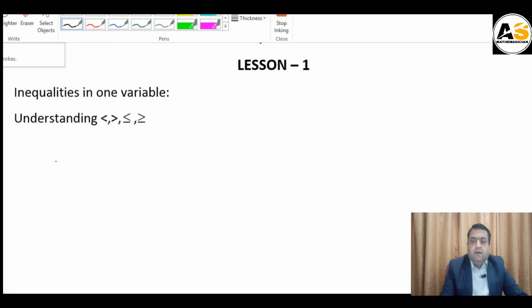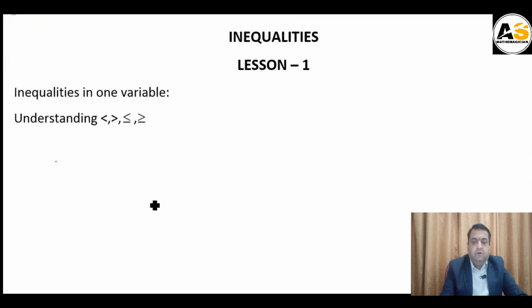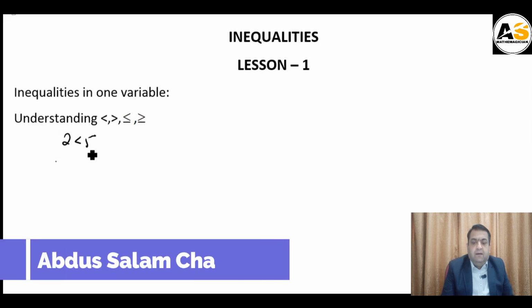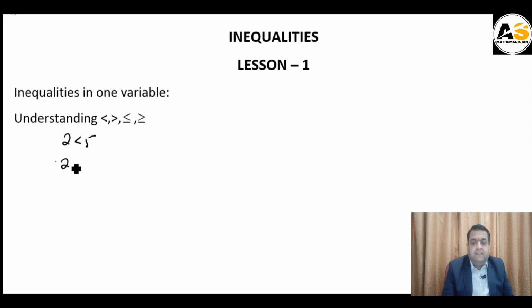As we know that 2 is less than 5, we write it as 2 < 5. If I add 2 on both sides, 2 plus 2 is less than 5 plus 2. This will give 4 is less than 7. Is this true? Yes, this is true. It means that we can add the same number on both sides of the inequality.